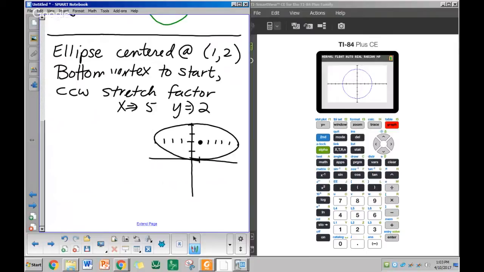And we're starting where? At the bottom. So we're going to start down here, but I'm going to, in my mind, bring this back to the origin. If my motion starts down here, and we're going counterclockwise. Which way are we going? Counterclockwise is this way, right?